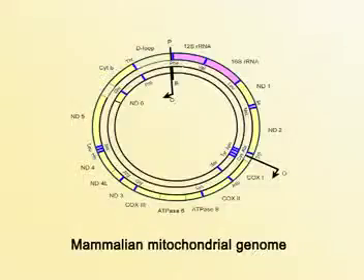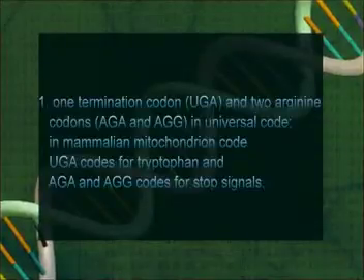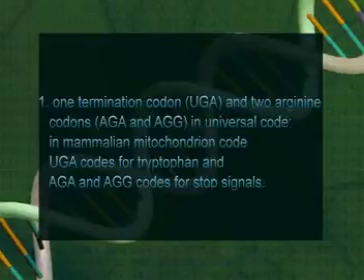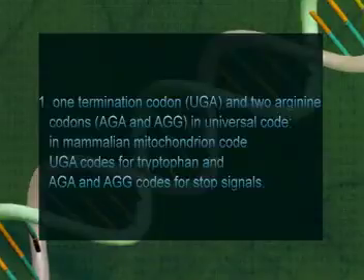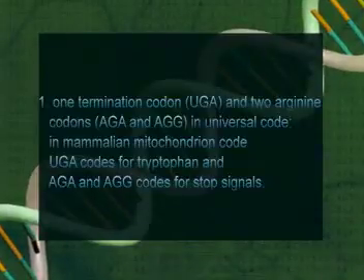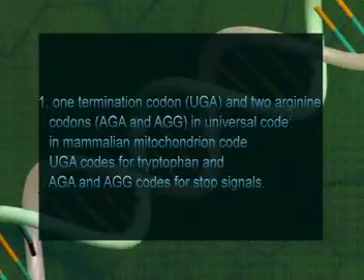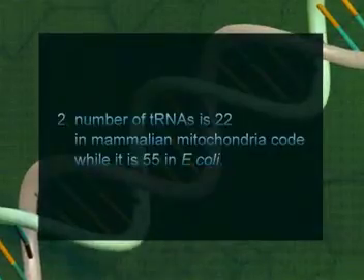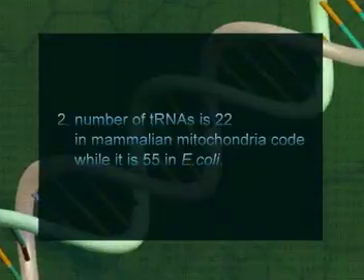The major differences between the universal code and the mammalian mitochondrial code are: number one, termination codon UGA and two arginine codons AGA and AGG in the universal code. In the mammalian mitochondrial code, UGA codes for tryptophan and AGA and AGG code for stop signals. Number two, the number of tRNAs is 22 in mammalian mitochondria, while it is 55 in E. coli.